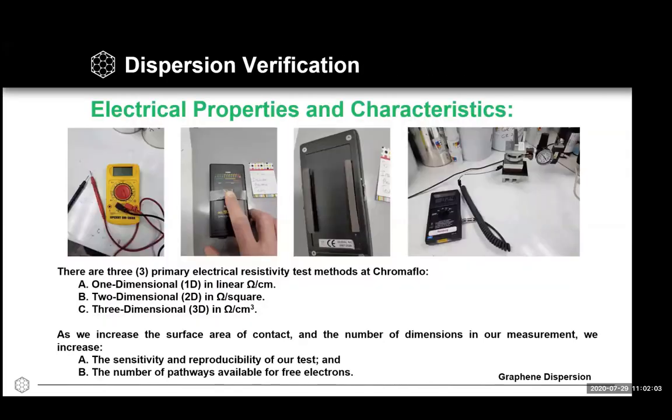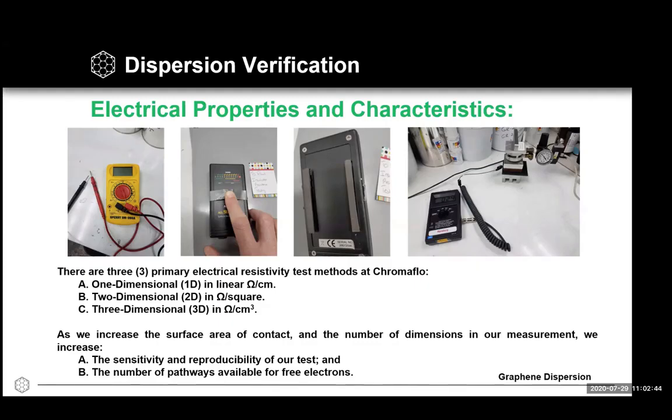So on that note, one of the ways we can verify the properties of our dispersion is through simple application testing. Especially for electrical applications, we have three major methods of measuring electrical resistivity. One is a one-dimensional point-to-point measurement in linear ohms per centimeter. Then we have a two-dimensional method, which is ohms per square. And then we have a three-dimensional method in ohms per cubic centimeter. It's important to understand that as we increase the surface area of contact and number of dimensions in our measurements, we increase the sensitivity and reproducibility of our tests, as well as the number of pathways available for free electrons.